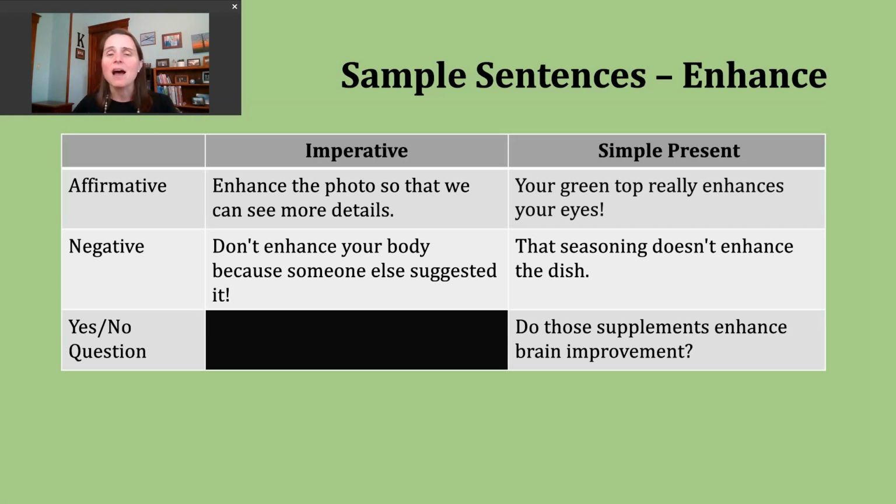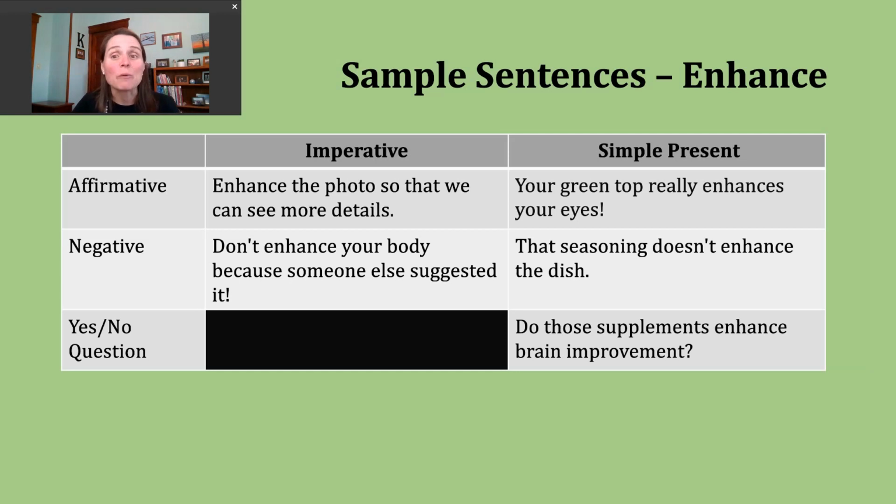Let's move on and talk about negative sentences in the simple present. Okay? To do this, I again start with my subject. And if the subject is I, you, we, or they, I use do not, and then the base verb. If my subject is he, she, or it, I use does not, and then the base verb. Notice I'm not adding an S to the end of the verb here in the negative. Let's take a look at another sentence. That seasoning doesn't enhance the dish. Here we might really be saying, oh, that doesn't make it better. It doesn't improve it. Okay?